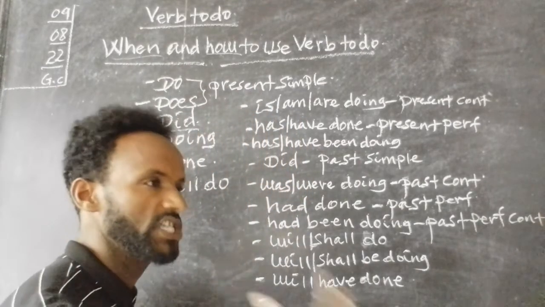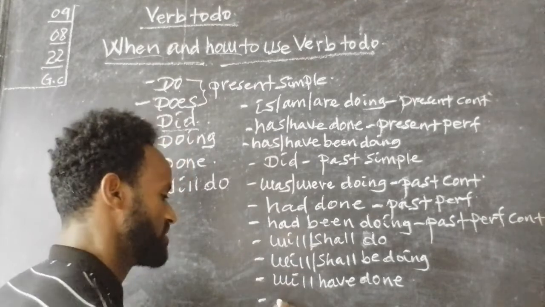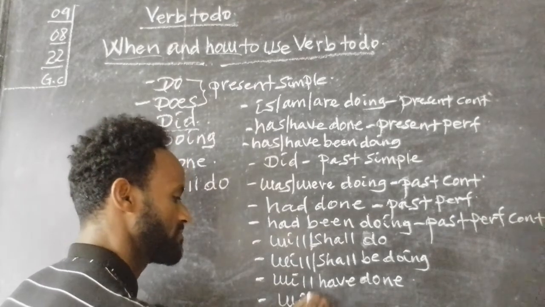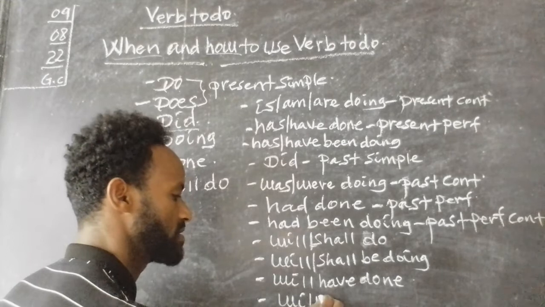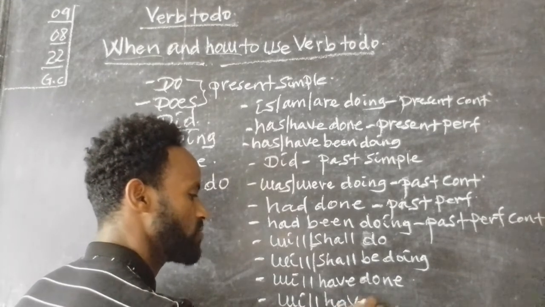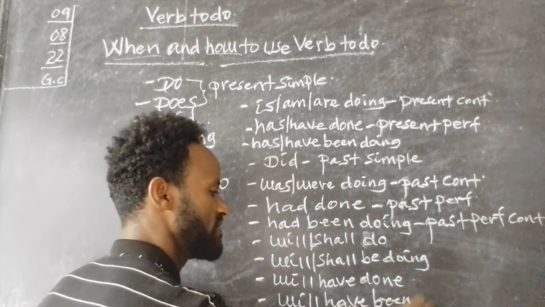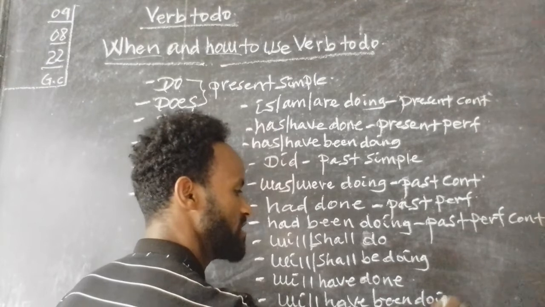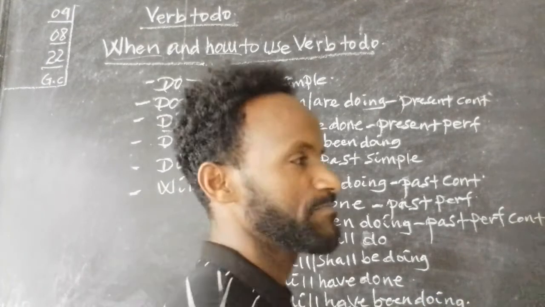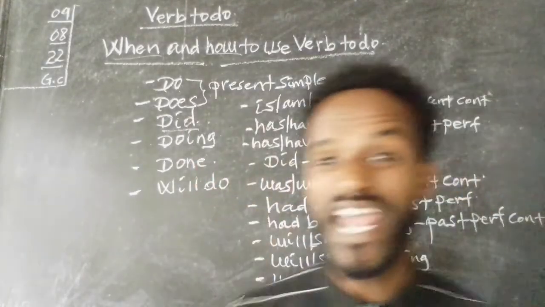Future perfect continuous of the verb to do. And we can form it with will have plus what? Been plus what, the -ing form, which is called what? Doing. Good class. This is all I want to tell you.